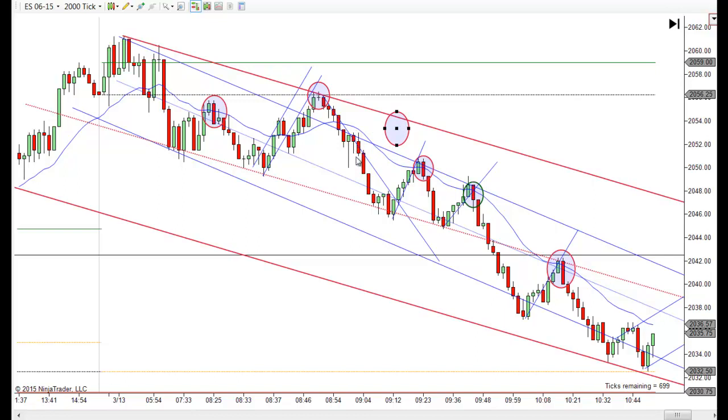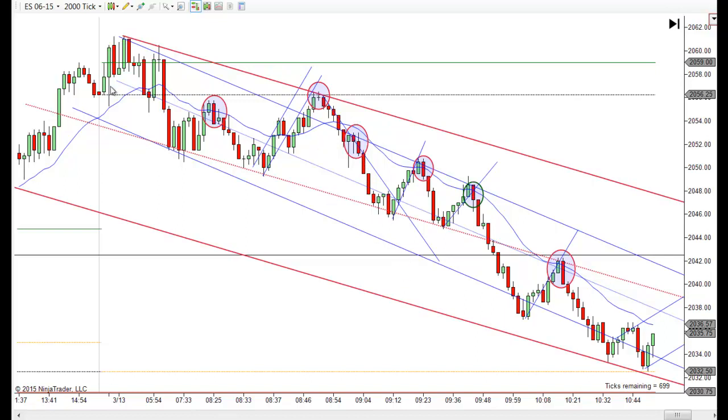When this one turned back down and broke right below it, just go short right there. It's right off that shorter term trend line. There's still plenty of room to get out before you get down here. I like that one. And it took off pretty quickly too.